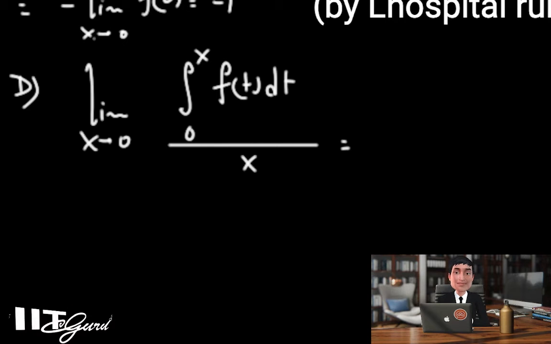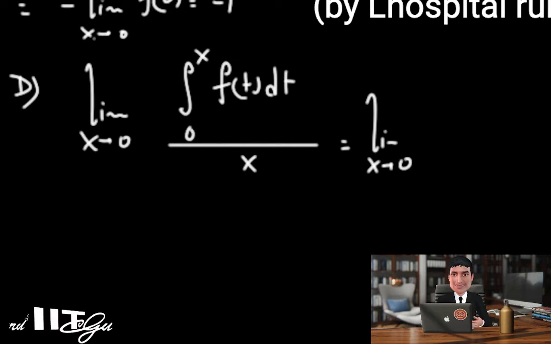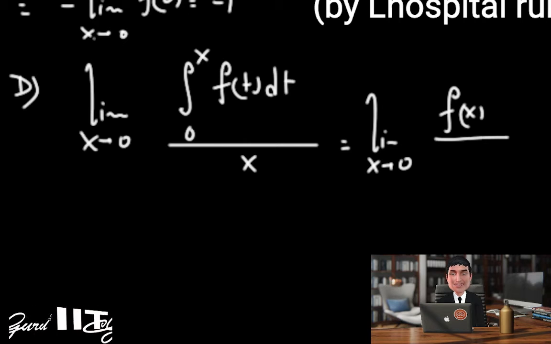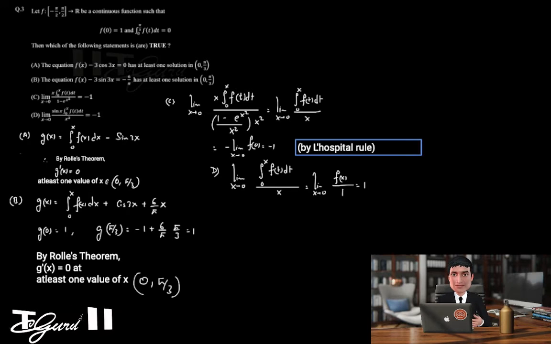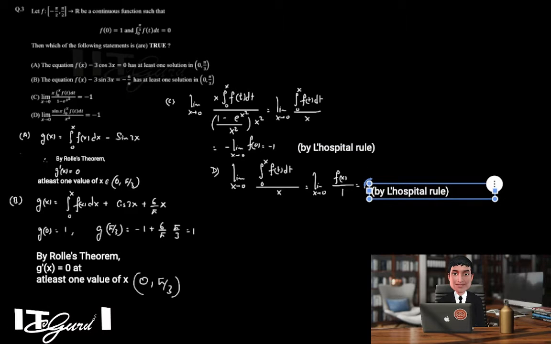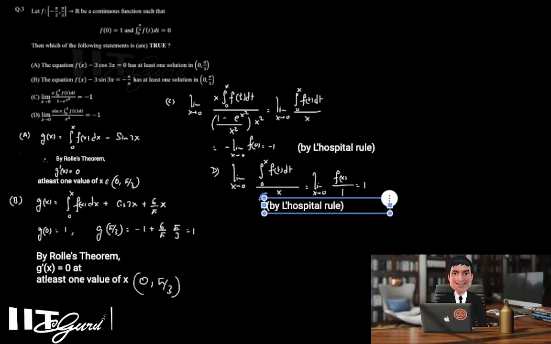So limit x tends to 0, and differentiating the numerator, that is f(x). Once again, we are using the L'Hopital rule here, and the differential of x is 1, and this result, as x tends to 0, f(0) is equal to 1. So here also we are applying the L'Hopital rule. So by the L'Hopital rule, we will find this.